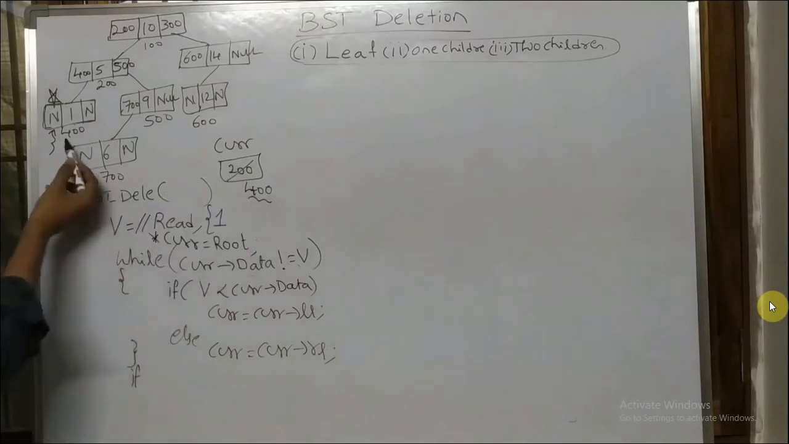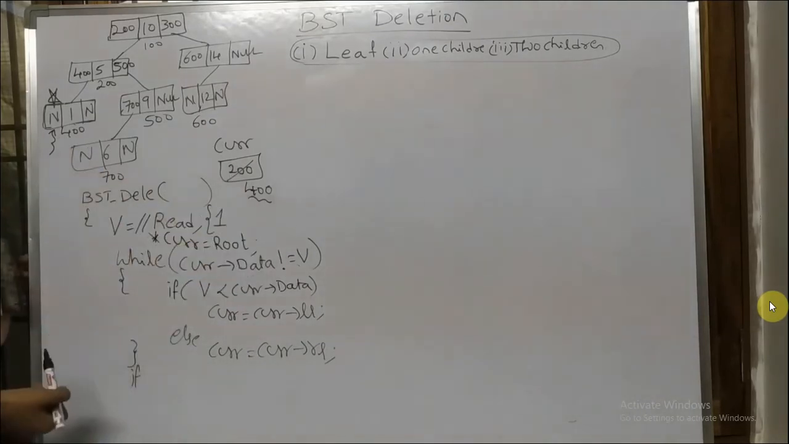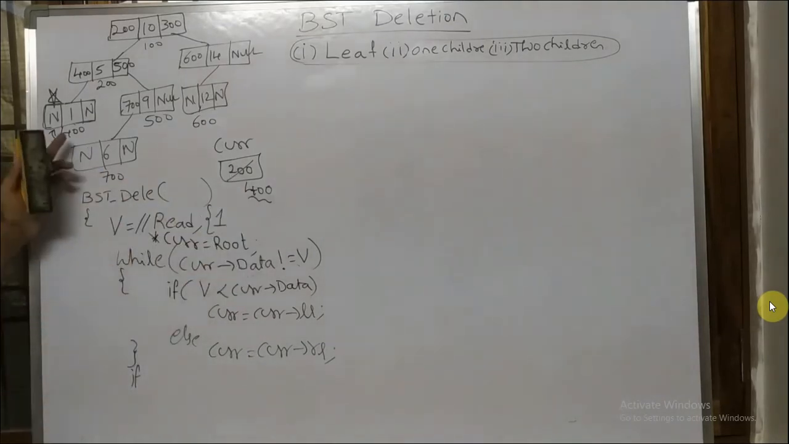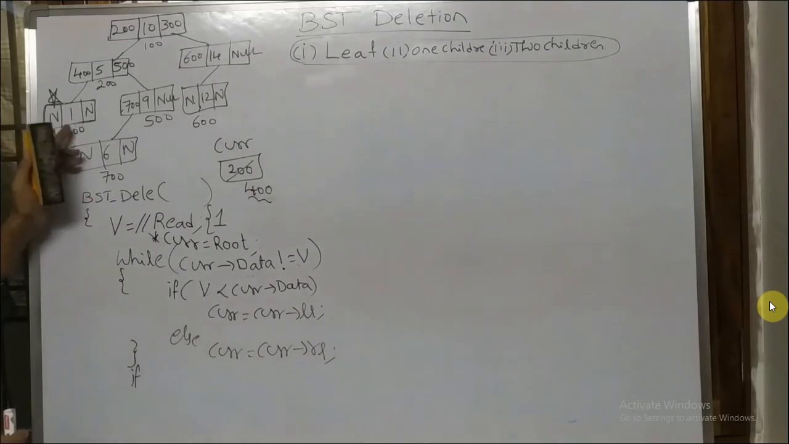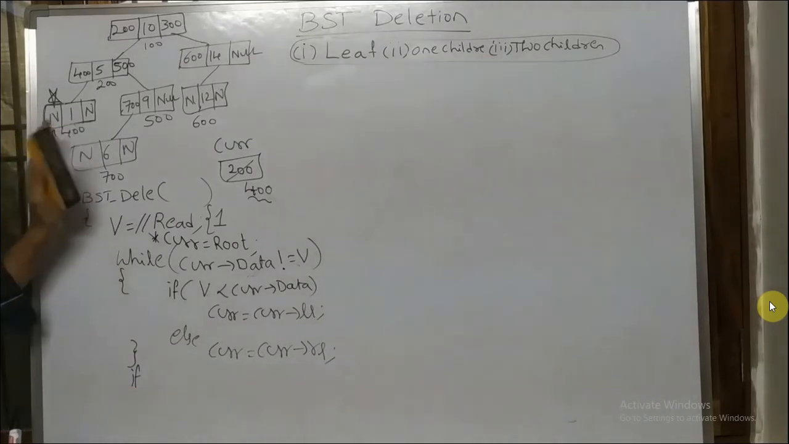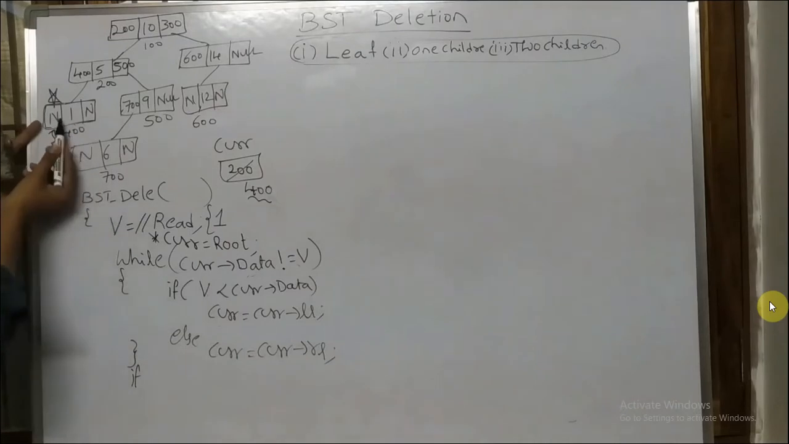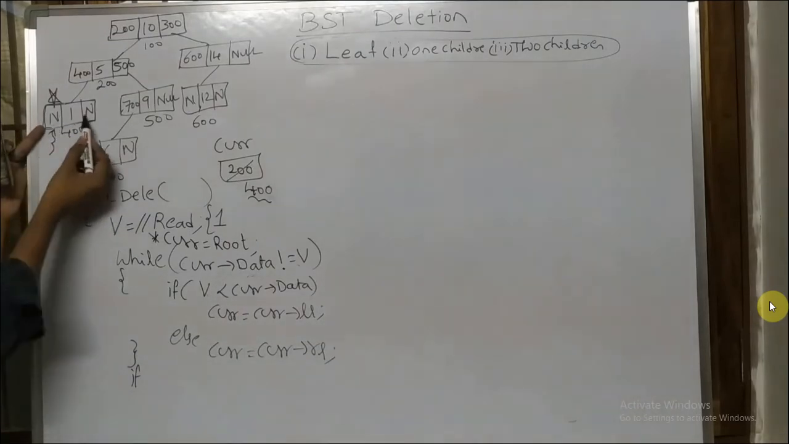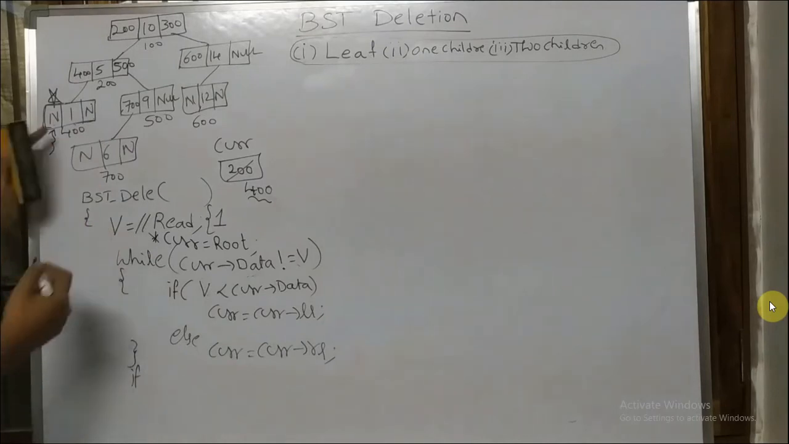The address 400 is pointed by the current, right? So okay, fine. How are we going to delete this one? How are we going to check whether it has a single child or not? If this node's left link is null and this node's right link is null, then I can say it has no children. It is a leaf node.